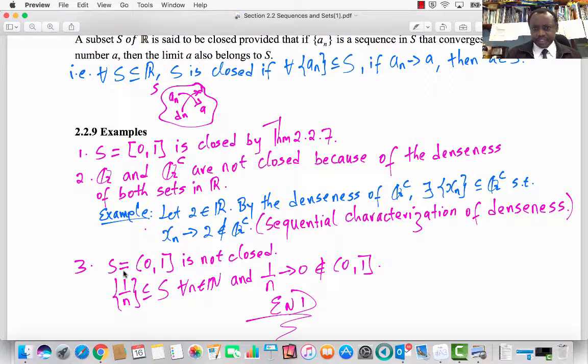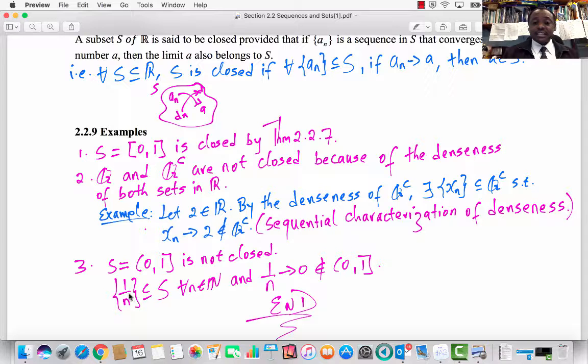What about this interval? S equals the half closed interval 0, 1, open at 0, closed at 1. If I ask you to prove that this interval is not closed, I expect you to find a sequence in this interval that converges to a point outside the interval, okay? So throughout this course, if I ask you at any point to prove that a set is not closed, the idea is to generate a sequence that comfortably sits in that set but converges outside the set.